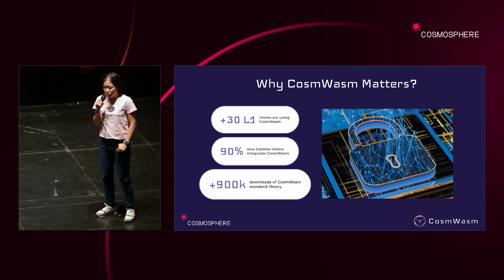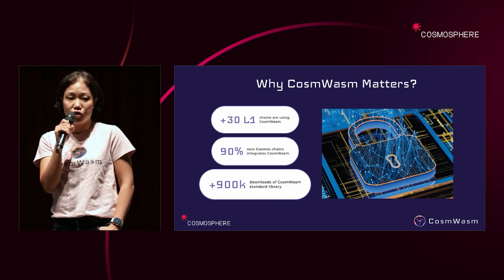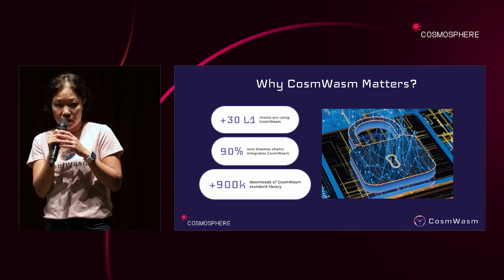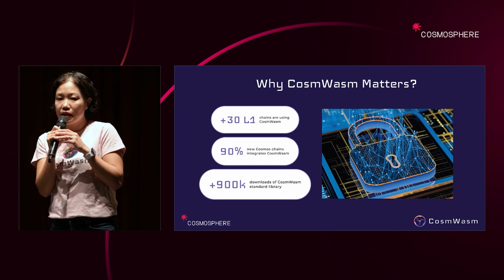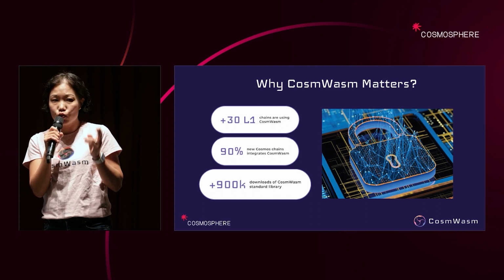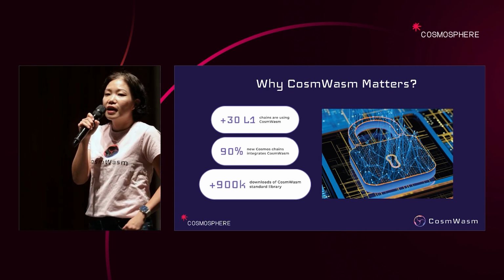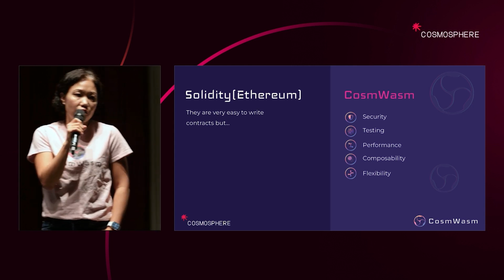And second of all, CosmWasm is very popular in the Cosmos ecosystem because it is designed to be multi-chain by nature. IBC is integrated inside of CosmWasm from the very beginning. And that's why CosmWasm became the go-to smart contract platform in the Cosmos ecosystem. Next slide, please. So let's compare with some other options.